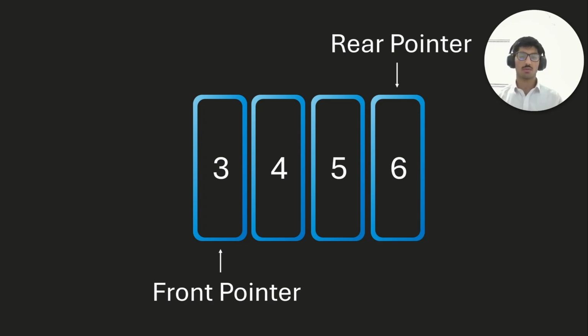The way we know what the front and back of the queue are is through two pointers known as the rear pointer and the front pointer. And as the name suggests, the rear pointer points to the back of the queue and the front pointer points to the front of the queue. So now we'll go into programming a simple queue to see how these operations work in practice.